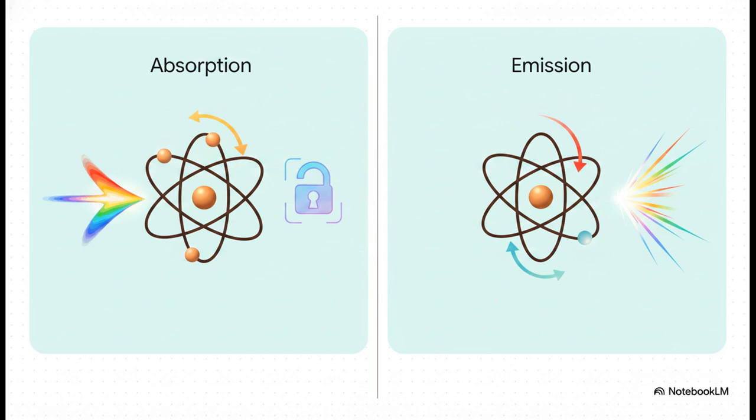Emission spectroscopy is the exact opposite. This is when those excited atoms or molecules decay back down to their lower energy levels. And in the process, they release that extra energy by emitting radiation, or light.